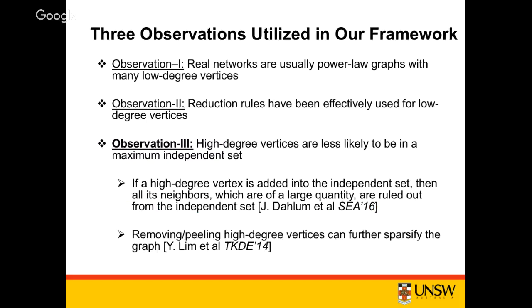The third observation is that usually high degree vertices are less likely to be in a maximum independent set. The intuition is that if we pick a high degree vertex into the independent set, then we need to remove all its neighbors from the graph. Actually, this neighbor set is very large. Also, if we remove a high degree vertex from the graph, this operation can sparsify the graph, which usually can partition the graph into disconnected parts.